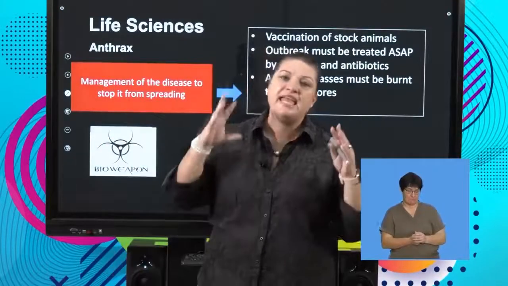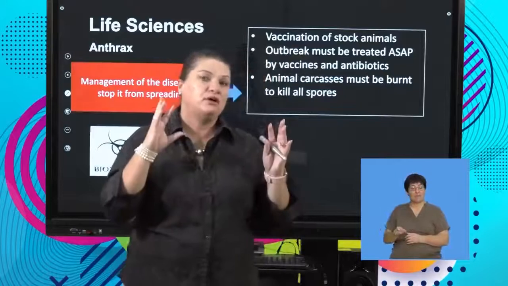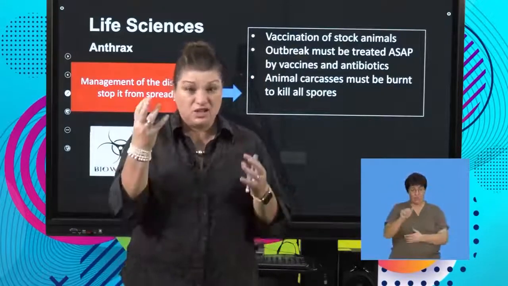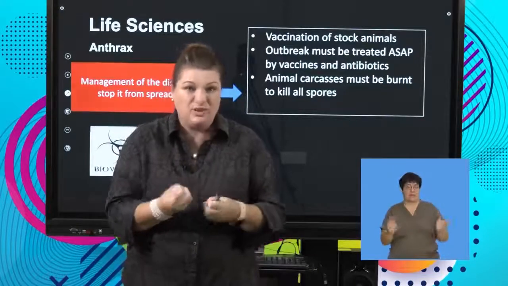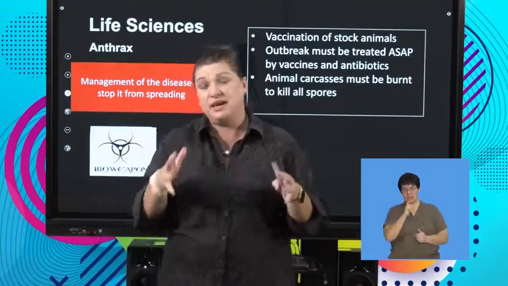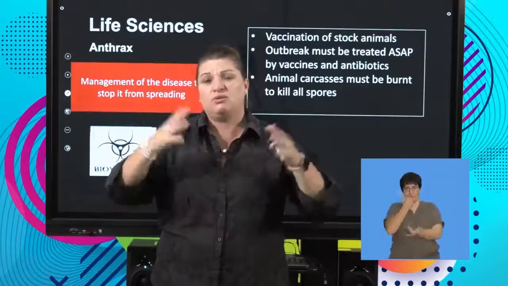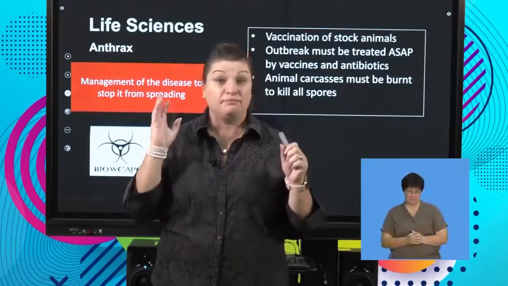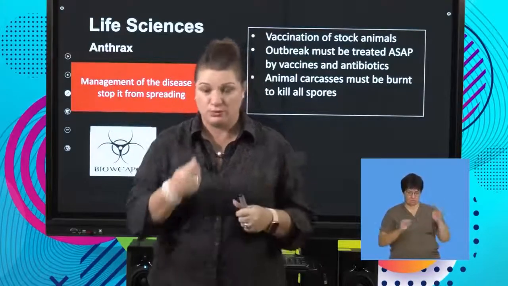But if a person dies from anthrax or cattle die from anthrax, the spores don't die. We need to actually burn it. All right, so the bodies need to be cremated if it's a human body, or the cattle, etc. Unfortunately, we need to actually burn it so that we can burn those spores as well.